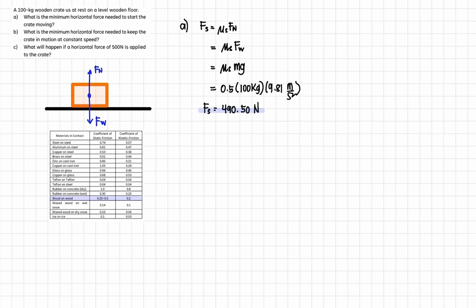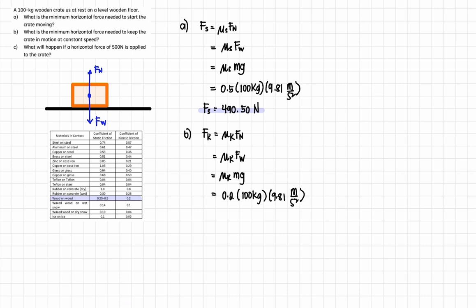And then in letter B, what is the minimum horizontal force needed to keep the crate in motion at constant speed? Meaning it's already moving at constant speed, it's not accelerating. So that force needed to keep it moving is the kinetic friction, Fk. And that's equal to mu k Fn. So still, Fn is just equal to the weight of the crate. So mu k mg. Mu k from the table is 0.2 times 100 kilograms times 9.81 meters per second squared.